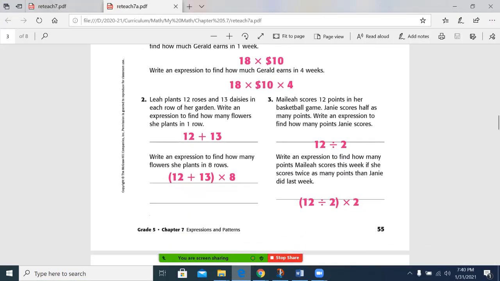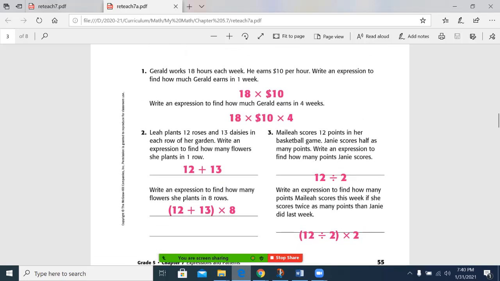So number 2, Leah plants 12 roses and 13 daisies in each row. Write an expression to find how many flowers she plants in a row. Well, you have 12 and 13. If she has 8 rows, those 12 plus 13 together, which is 25, times 8, there you go. Although you weren't obligated to solve it tonight.